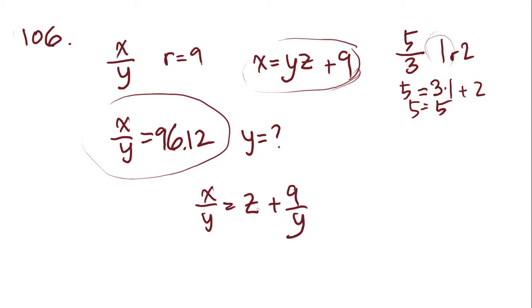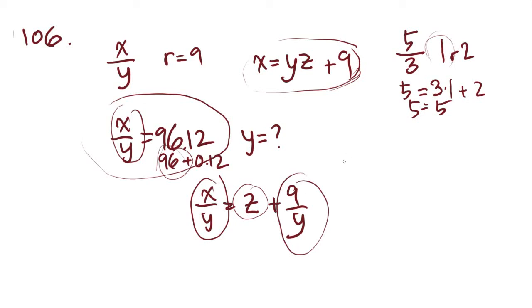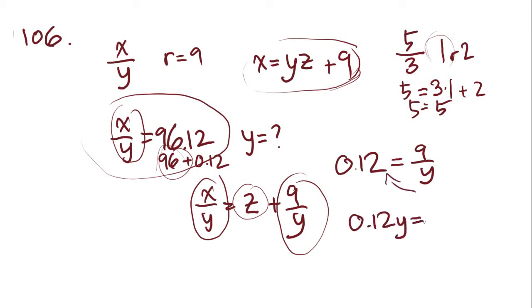What does this tell us? Well, we know that these two are the same. We know that 96.12 is the same as 96 plus 0.12. And 96 is the whole number, and z is the whole number, so these two are equal to each other. All that we're left with is 0.12 equals 9 over y. Cross multiply, you get 0.12y equals 9, and then you solve for y.